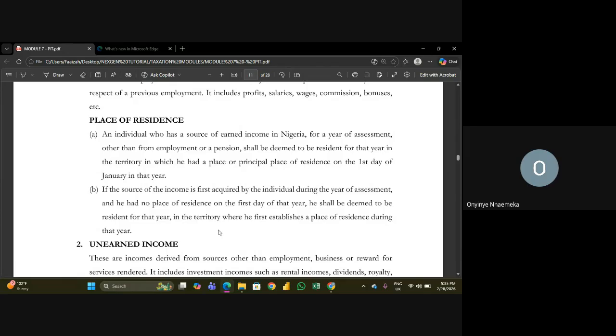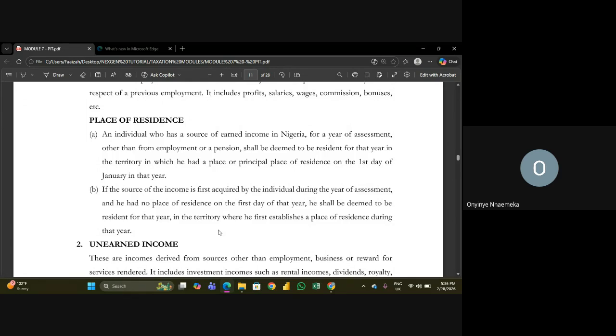So what they are saying is that you have an income, like a source of income for a year. So your place of residence is wherever you are. That is the territory where you have a principal place of residence or a residence. Remember that a principal place is used when the person has more than one residence. Then you pick one of those according to the law. That place becomes your principal place. So that principal place on the 1st day of the year.